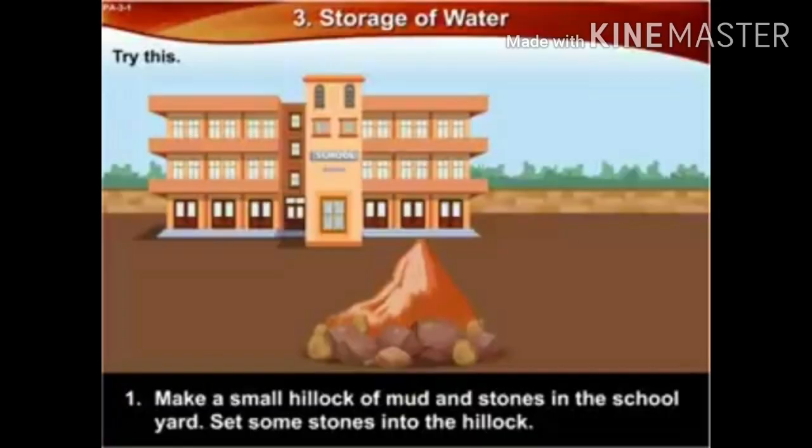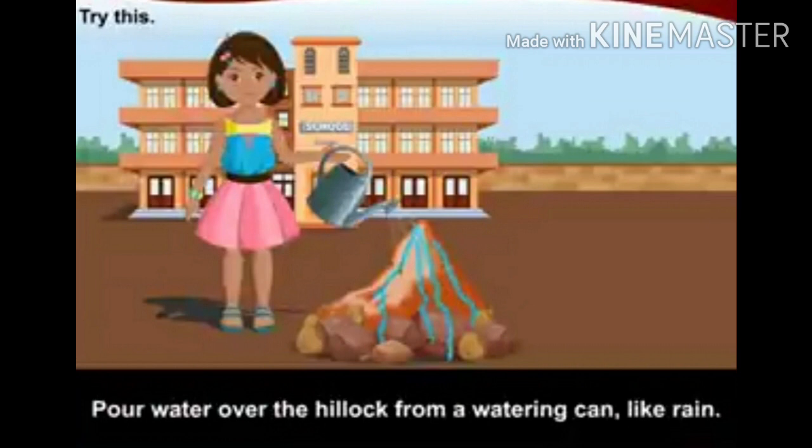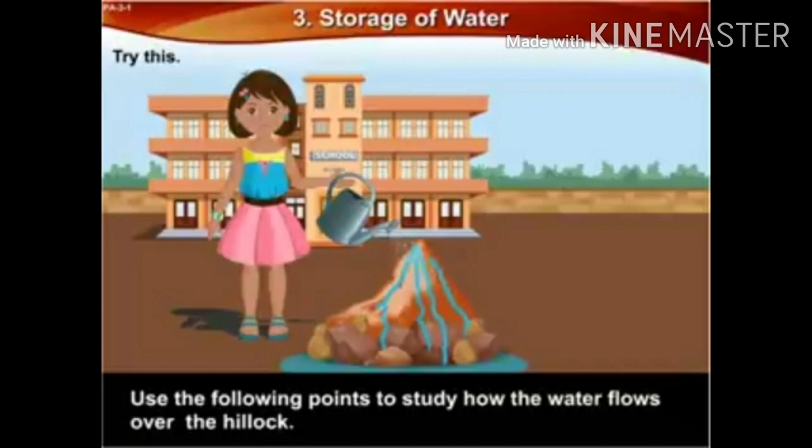Make a small hillock of mud and stones in the school yard. Set some stones into the hillock. Pour water over the hillock from a watering can, like a rain. Use the following points to study how the water flows over the hillock.